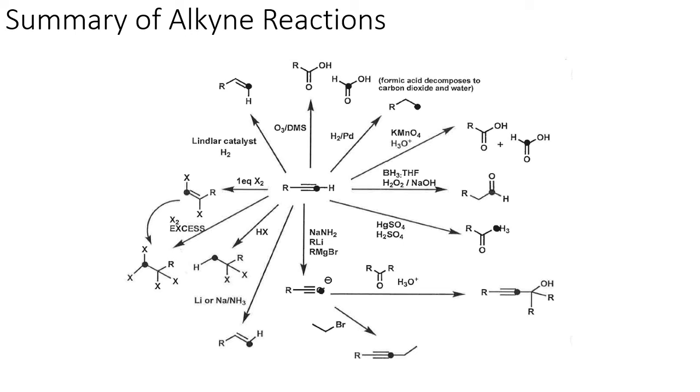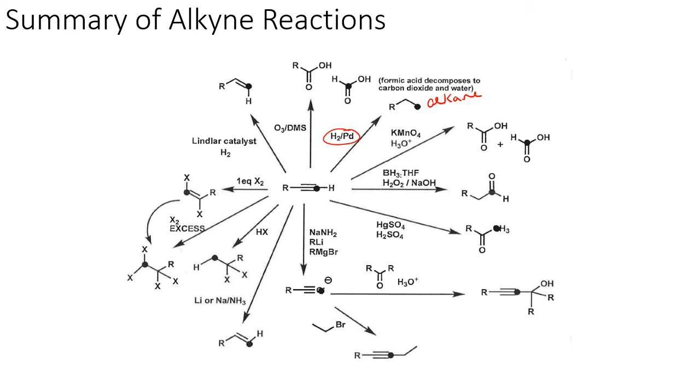Lastly, we're just going to go through a review of some of the reactions that we talked about of alkynes and remind you of the reagents and what the final products were. So if we start in the upper right corner here, when we had an alkyne and we reacted it with hydrogen and a catalyst, we ended up with an alkane. That was our hydrogenation reaction that went all the way to an alkane.